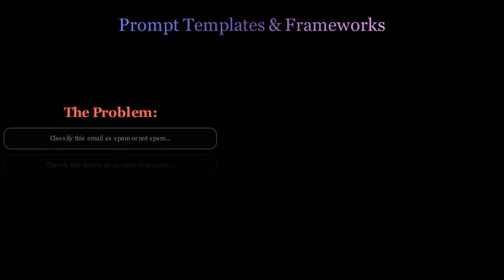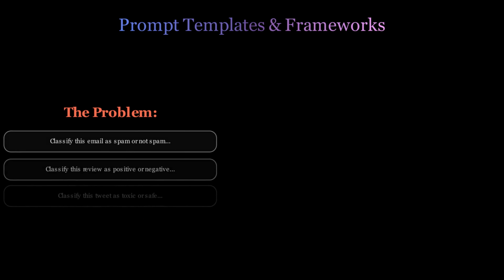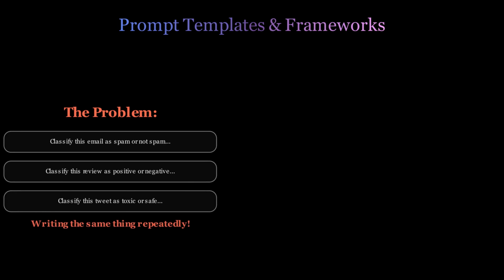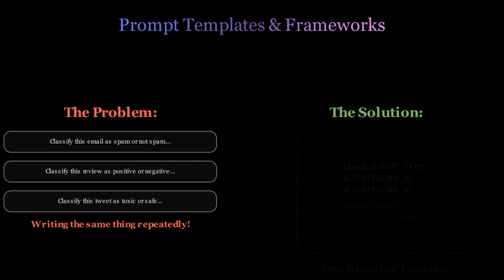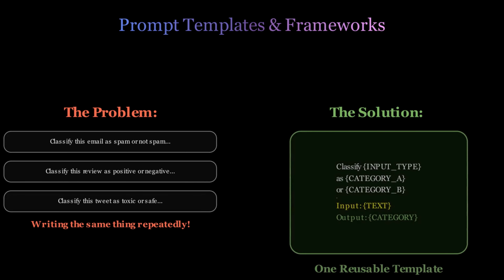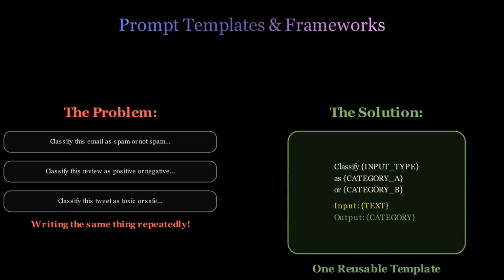Classify this email. Classify this review. Classify this tweet. The structure is identical. Only the details change. The solution: create one reusable template. Fill in the variables: input type, categories, text. Same structure, infinite applications. This is the power of prompt templates.